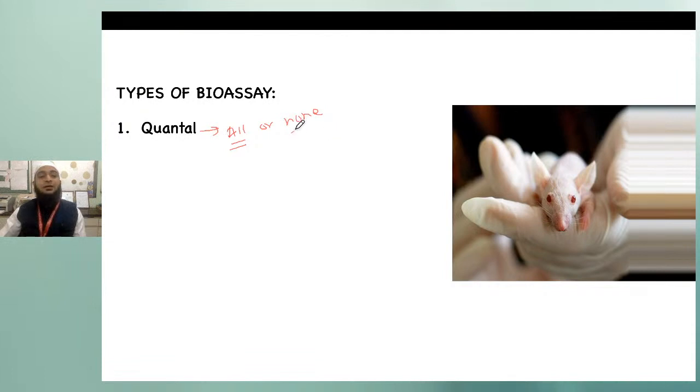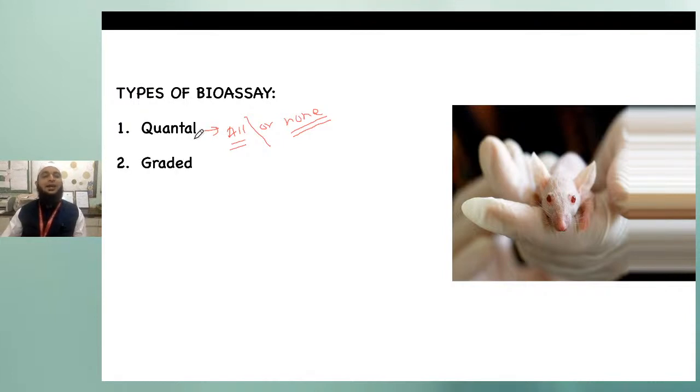called the non-response. So in case of bioassay, when the nature of the study is such that it gives either response or no response, right? At a particular dose it produces the response, below that it doesn't produce the response. Such types of bioassay are called quantal bioassay. I hope you understood, right?